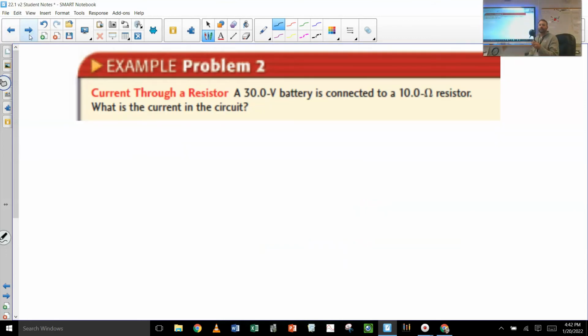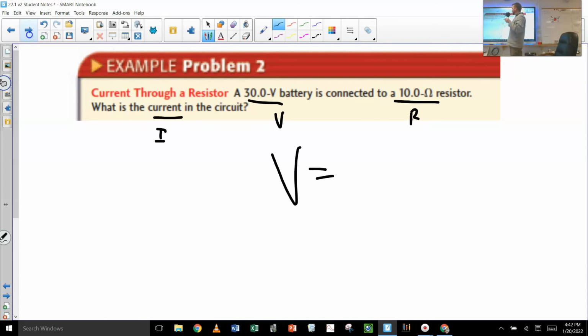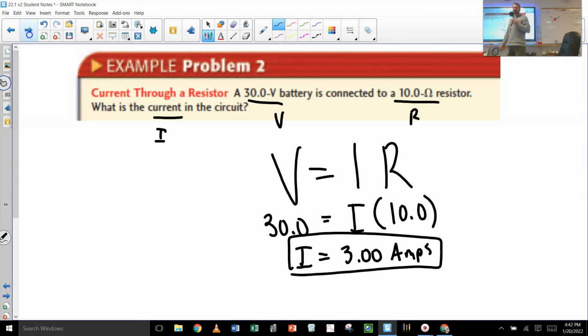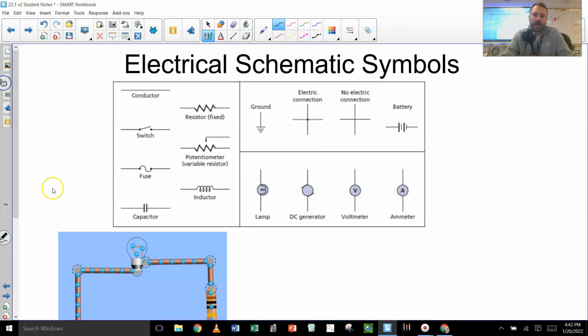Next example. What's the current in this circuit? So we've got voltage, V. We've got resistance, R. And we're looking for the current, I. This is begging for Ohm's law. V equals IR, where my voltage is 30. My current is unknown. But my resistance is 10. Ha! Insult to my intelligence here. 30 divided by 10 is just 3. Watch out for significant figures. 3.0 amps.